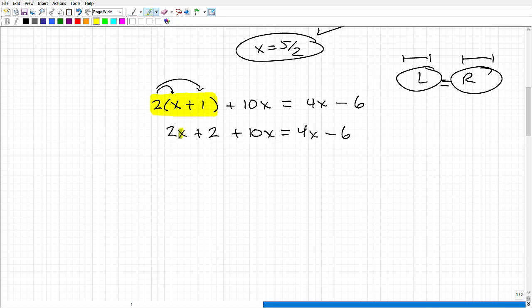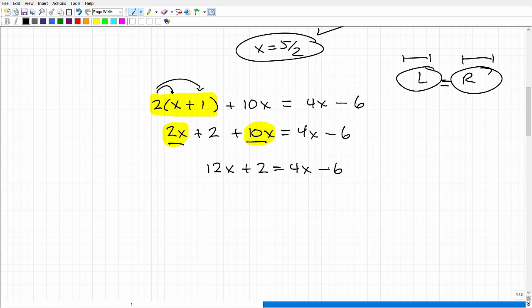So in this case, I have this 2x, I have this 10x. So these are like terms. I can add these together. A 2x and a 10x is 12x plus 2 is equal to 4x minus 6. So here I have a 4x and a minus 6. I can't combine these because these are not like terms.